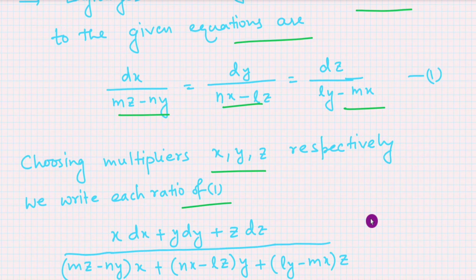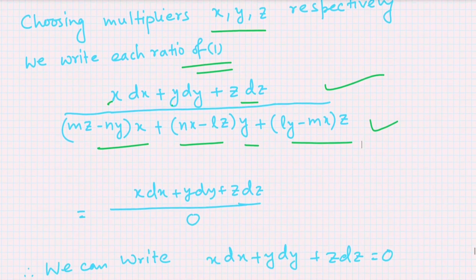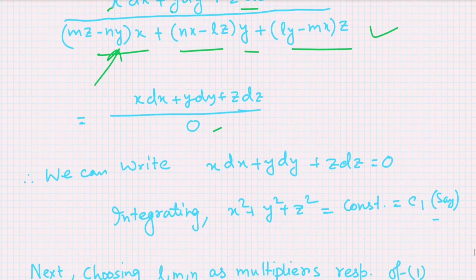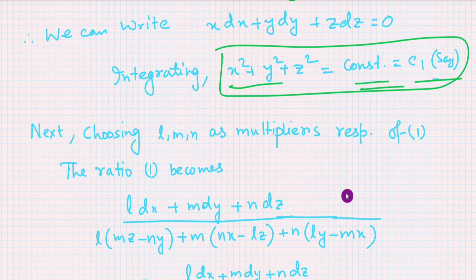So we write the ratio of equation 1 by choosing the multipliers x, y, z: (x dx plus y dy plus z dz) by (mz minus ny) into x plus (nx minus lz) into y plus (ly minus mx) into z. So now we see that the denominator is 0. That means the numerator is also equal to 0, and then integrating we get x square plus y square plus z square equal to a constant, and let us take the constant as c1. Now we get one integral, that means u(x, y, z) equal to c1. We get the function u1 as x square plus y square plus z square.